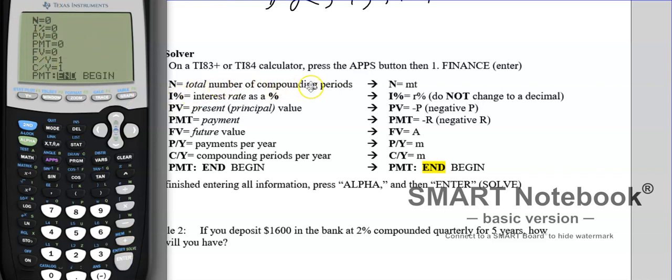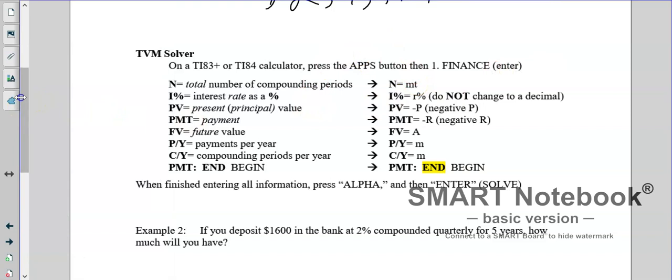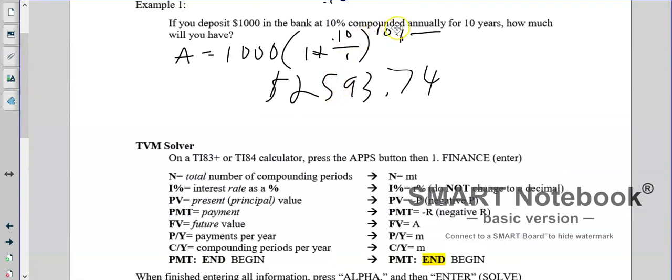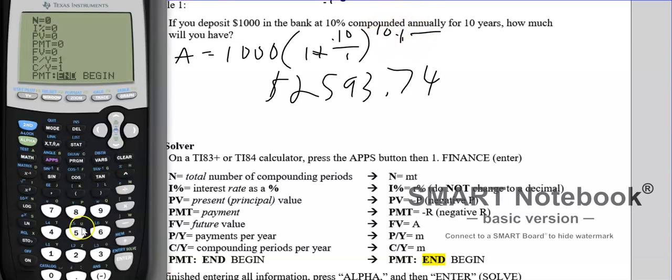So, a total number of compounding periods. This right here. In our case, it's just going to be 10. But remember, if this was quarterly, then it would have been 10 times 4. So n in the calculator is whatever goes up here in the exponent. So in our case right here, it's 10. So we just hit 10.